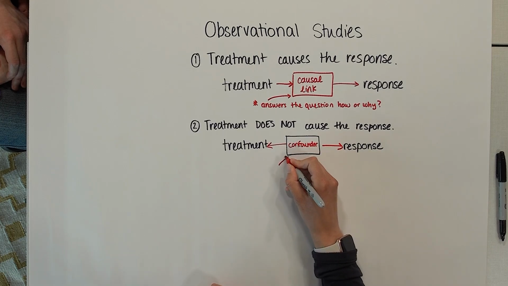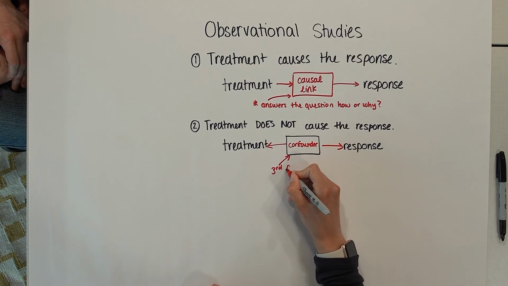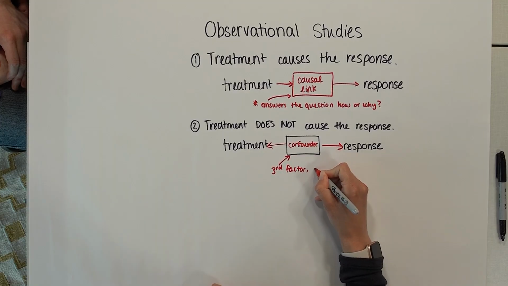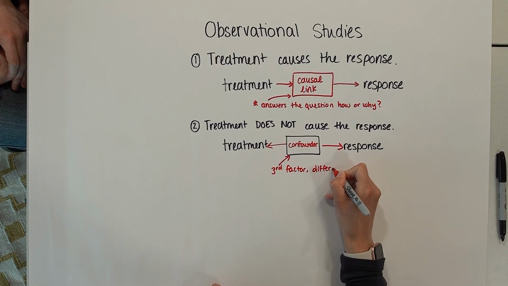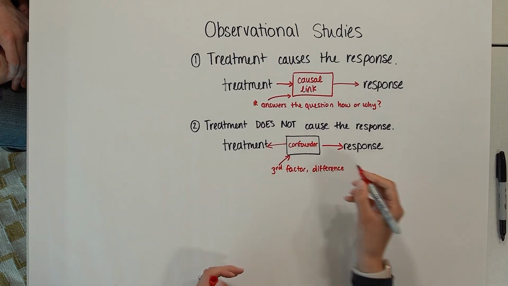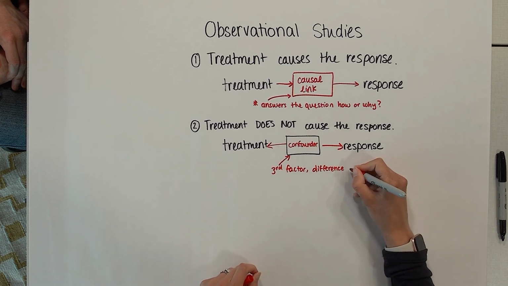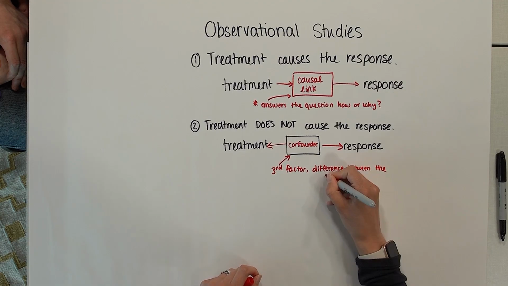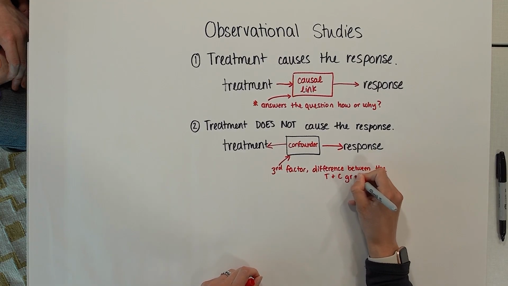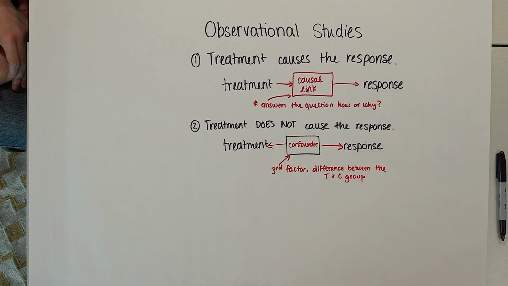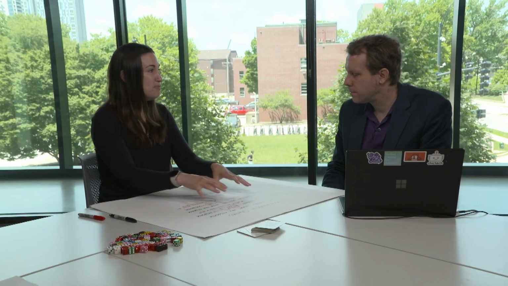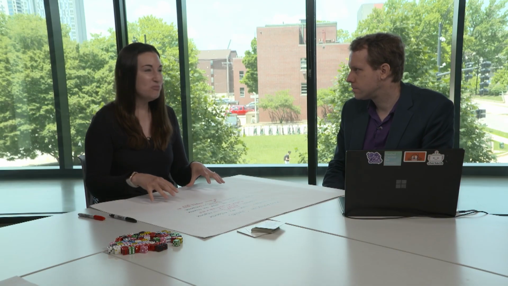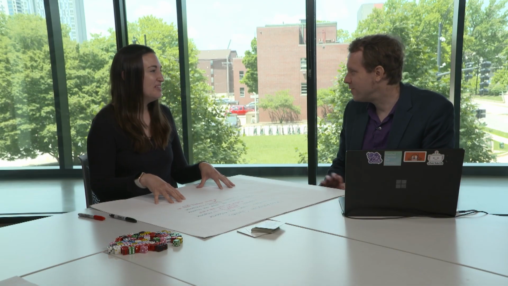So a confounder is a third factor that's a difference between the treatment and control group that makes it look like the treatment is causing the response. So if a study is observational, we have to be aware of confounders. And I think it'll be good to think about an example. I'd love an example here.